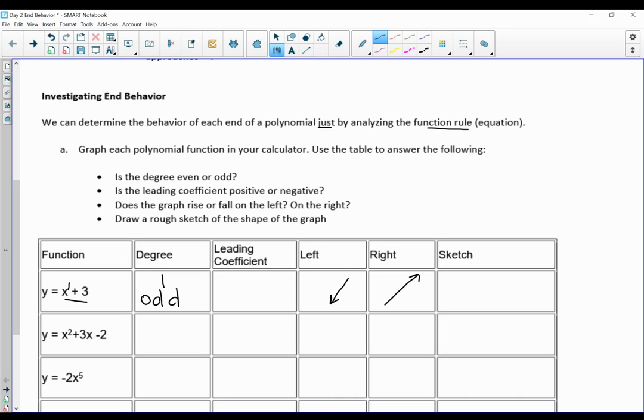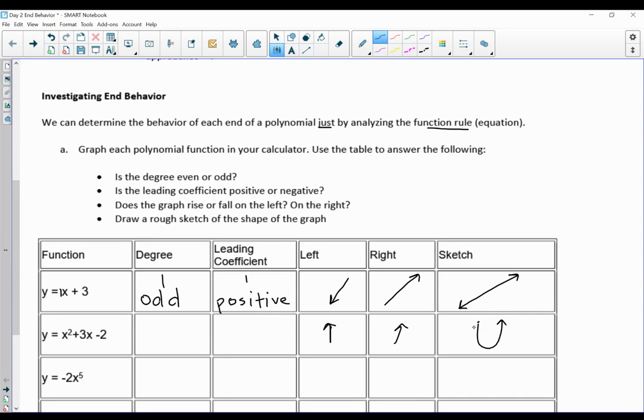And then again, it's asking me about the leading coefficient. That also has to be 1 because it's just x. So that means it's 1x. And 1 we know is a positive number. So here we have an odd degree, a positive leading coefficient. It goes down on the left and up on the right. And I can sketch that like this. That's what that looks like. So I'll do up, up. And the sketch is just going to look like that.